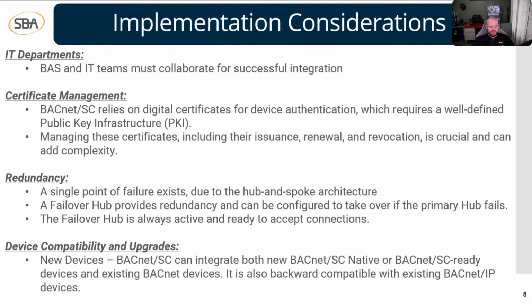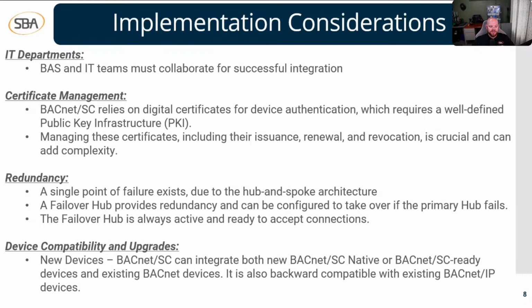Third thing is redundancy. A single point of failure exists due to the hub and spoke architecture with BACnet SC. So we can fix that by using what's called a failover hub. This is what provides redundancy, and it can be configured to take over if our primary hub fails. So this is something that has to be set up. It doesn't just come well-packaged in the software. You have to set it all up, make it all right. And again, this ties back in with IT department collaboration as well.